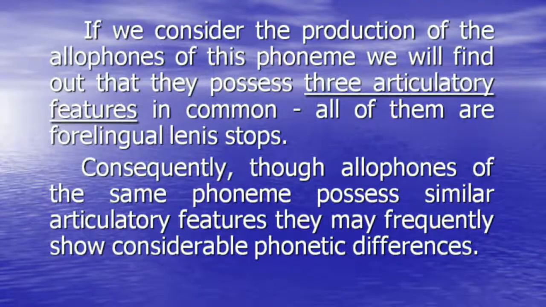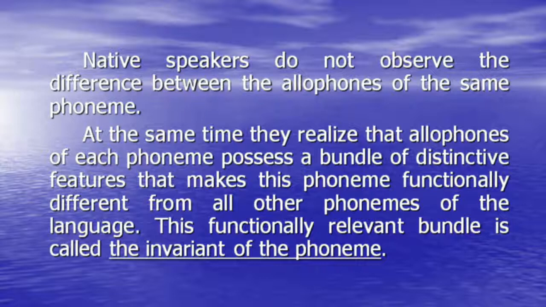If we consider the production of the allophones of this phoneme, we'll find out that they possess three articulatory features in common. All of them are forelingual, lenis stops. Consequently, though allophones of the same phoneme possess similar articulatory features, they may frequently show considerable phonetic differences. Native speakers don't observe the difference between the allophones of the same phoneme. At the same time, they realize that allophones of each phoneme possess a bundle of distinctive features that makes this phoneme functionally different from all other phonemes of the language.